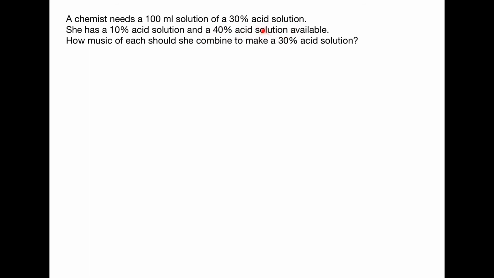A higher percentage of it is actually acid. So she wants to combine the more concentrated one with a more diluted one to get something that's just a little less acidic, that's only 30% acidic. And the question is, how much of each should she combine to make that 30% acid solution? She needs specifically 100 milliliters of it.